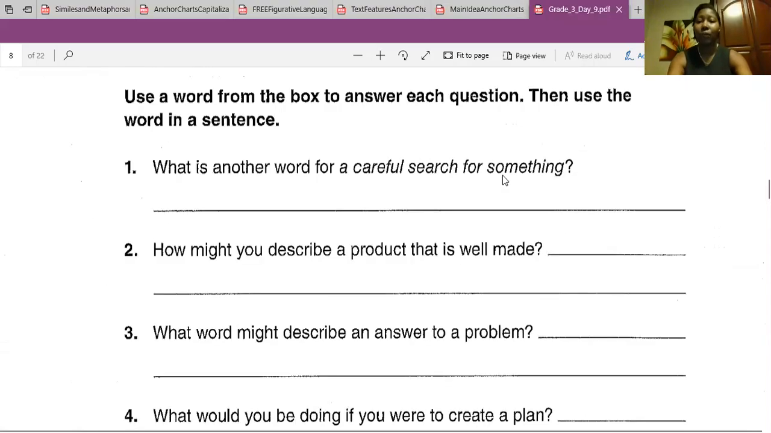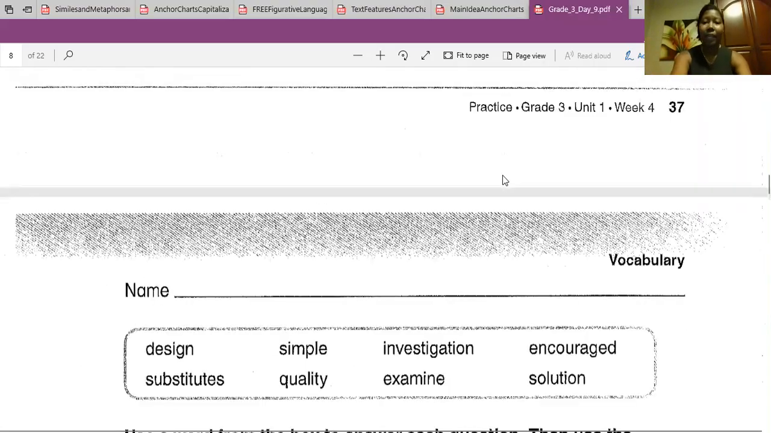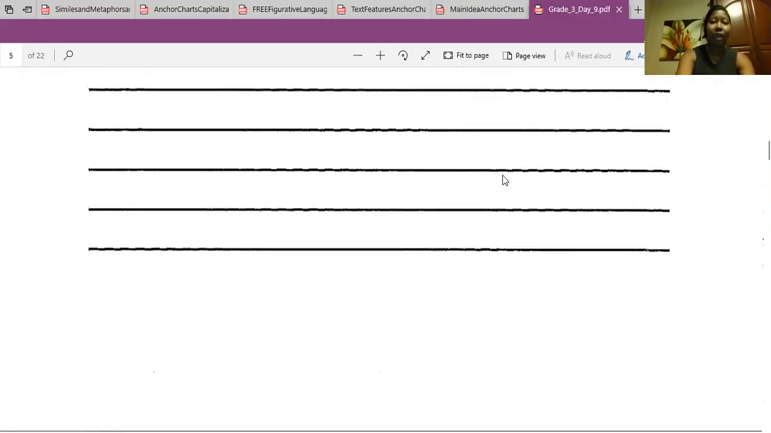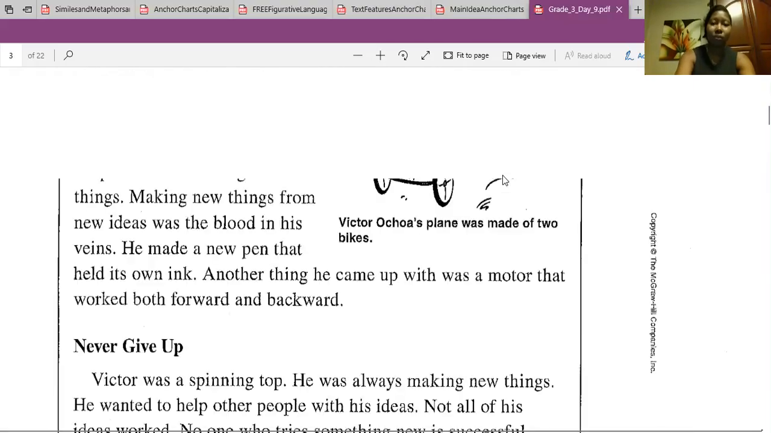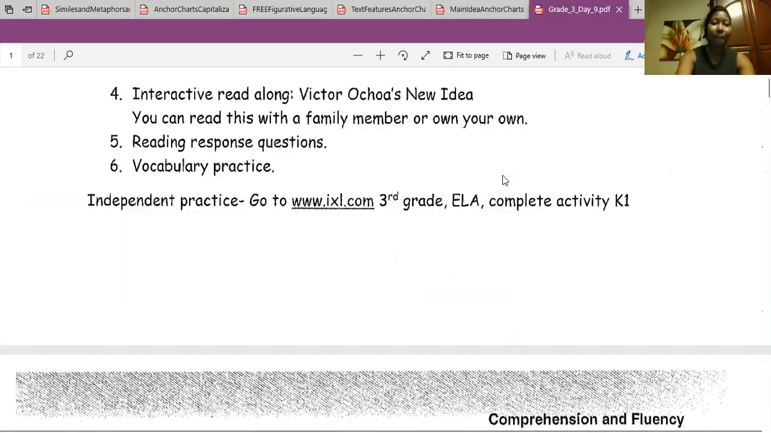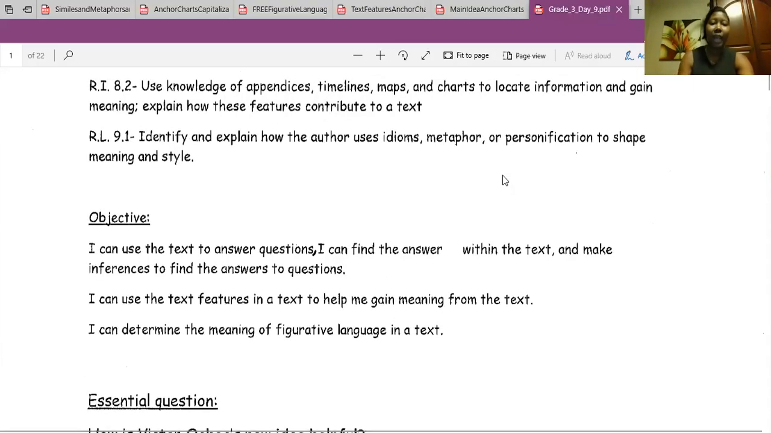So, before I say goodbye, let's go back and review our goals. Today, our goal was to determine the meaning of figurative language in a text. Did we determine what some of those things meant, like the motor? His head was a motor? Yes. So we put a big old check by that.